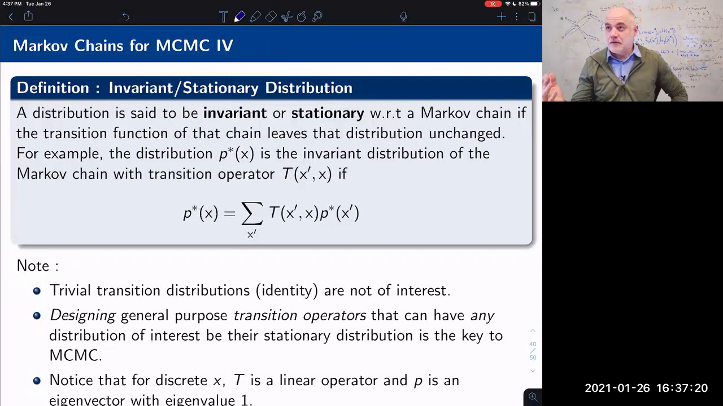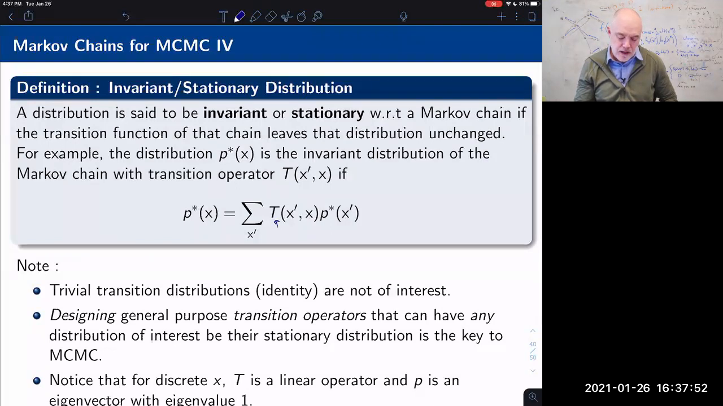When we're thinking about Metropolis Hastings or Markov chain Monte Carlo in general, it's relatively clear that trivial transition distributions are not of interest. Really the idea is to try to design general purpose transition operators that can have any distribution of interest. In other words, this T is actually going to be parameterized by our distribution P, so that it can have any distribution of interest be its stationary distribution.